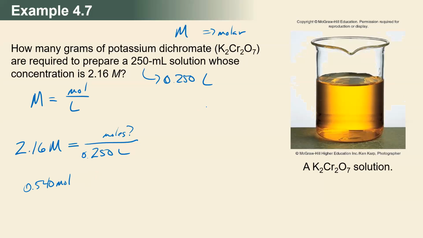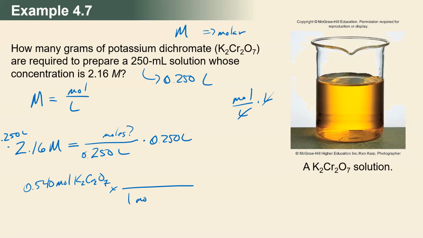Wait, how'd you get that number? So if I multiply both sides by 0.250 liters, since it's moles per liter, if I multiply by liters, I get moles. And this is of K2Cr2O7.